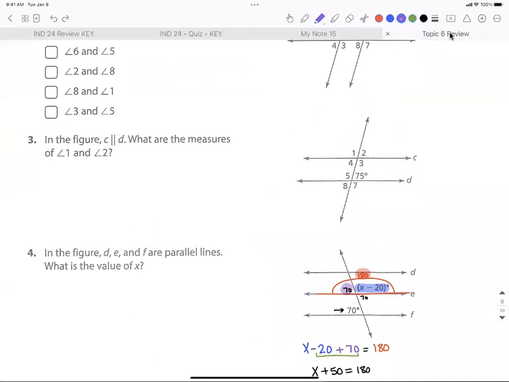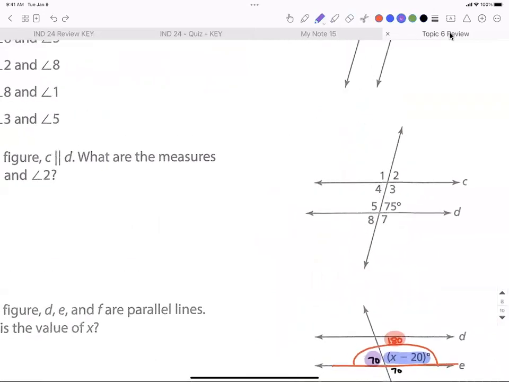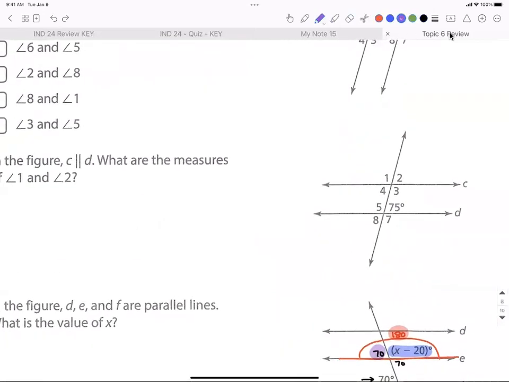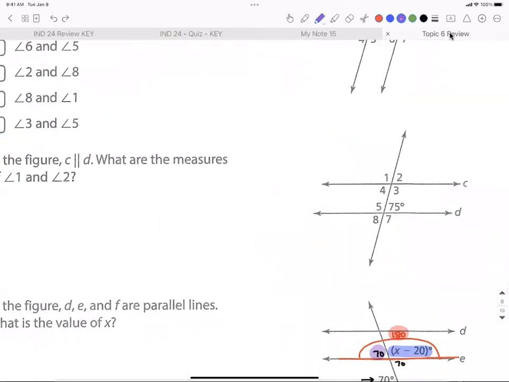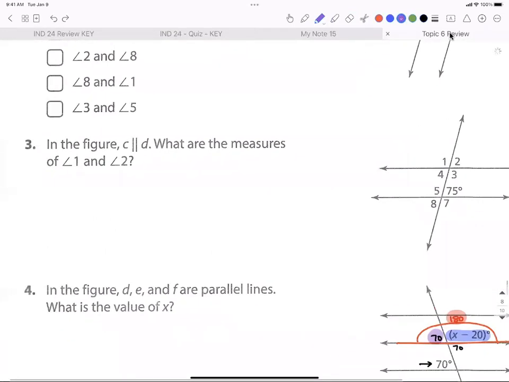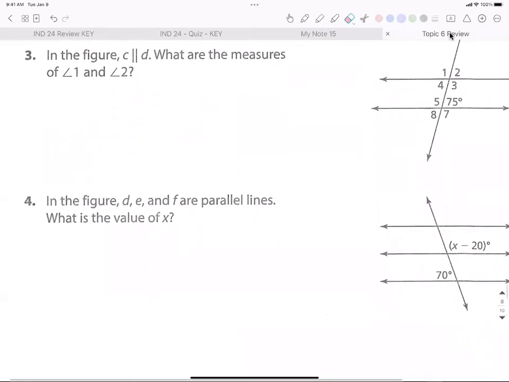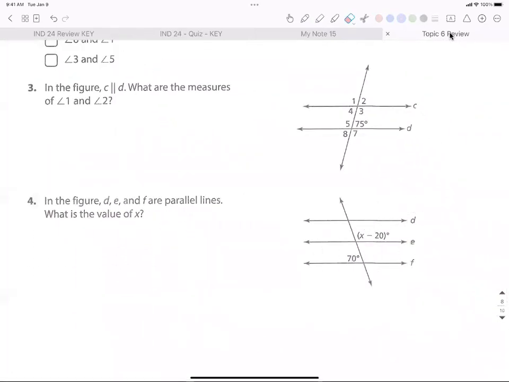Number 3, I think you guys can do this pretty easy now. You just got to kind of fill them all in. Once you fill them all in, you can answer number 3. And then number 4, I want to kind of walk you through because there's an extra parallel line in there and I don't want it to throw you. It doesn't change anything.